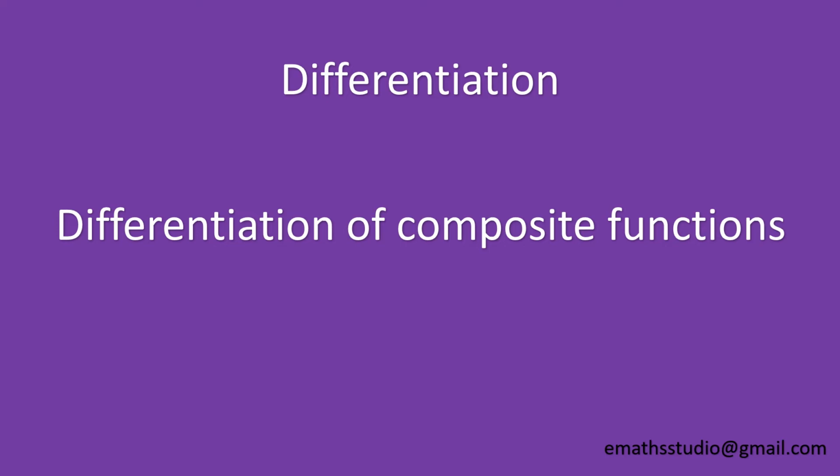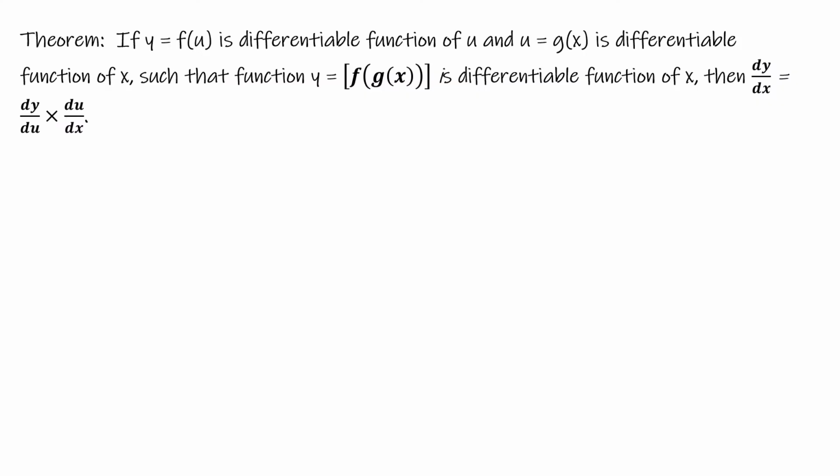In this session, we are discussing differentiation of composite functions. This is the theorem. If y is equal to f of u is a differentiable function of u, and u is equal to g of x is a differentiable function of x, such that the function y is equal to f of g of x is a differentiable function of x, then dy by dx is equal to dy by du into du by dx. Now, this is the theorem which I am explaining with the help of an example. The derivation of this theorem we will take later in a separate video.